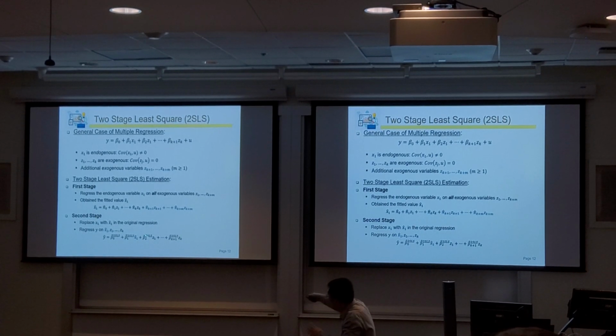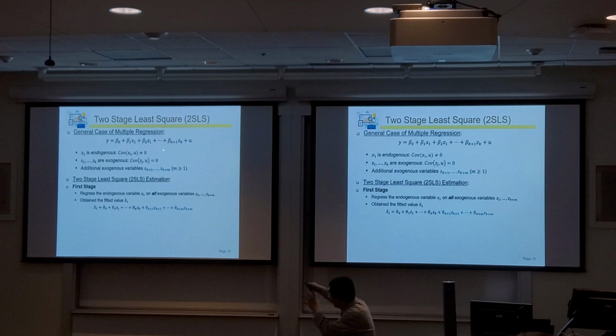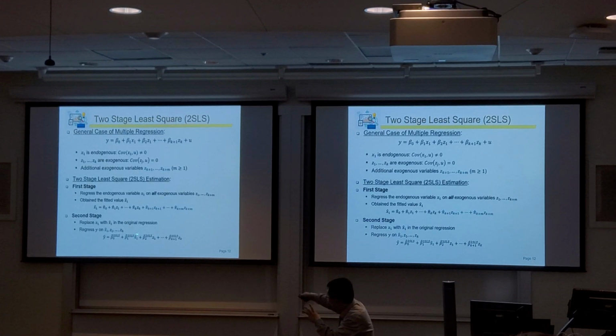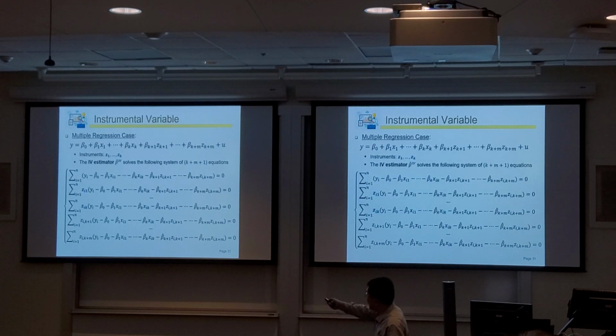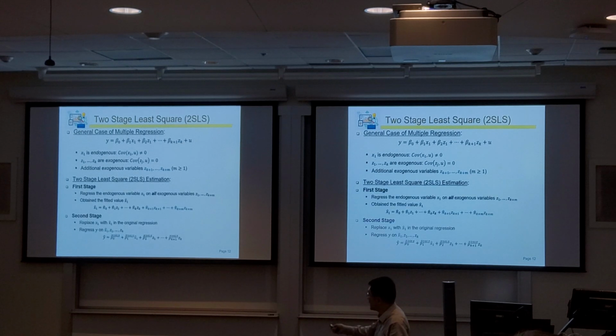Basically the second stage is just like the original regression, only replacing the original endogenous X variable with the fitted value from the first stage. And then the estimated beta coefficient you get is the two-stage least squares estimate. We can show that that's equivalent to the general IV approach, and it's a consistent estimator of the true beta value. Is that clear? Make sure you understand this approach.